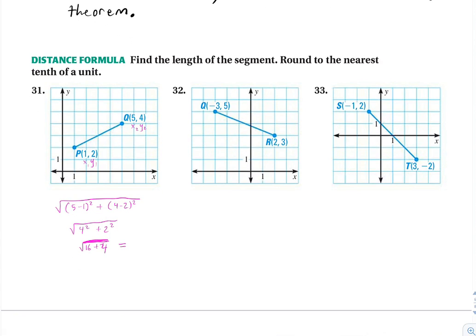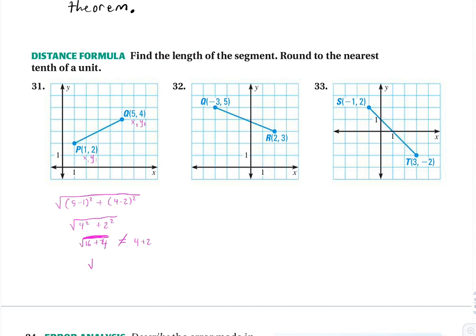So this is not equal to 4 plus 2. I can't take the square root of 16 and the square root of 4 separately. Okay, so this is instead the square root of 20. And as we don't have calculators, we're going to stop there.